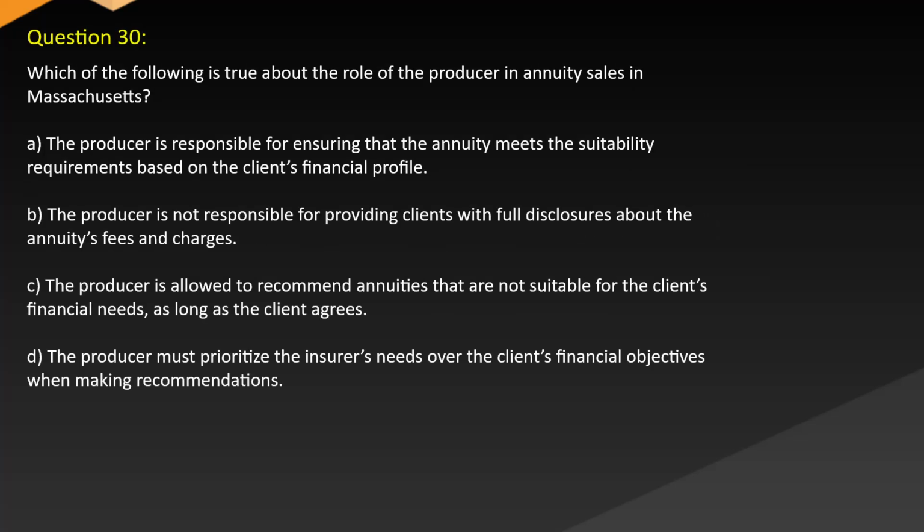Question 30. Which of the following is true about the role of the producer in annuity sales in Massachusetts? A. The producer is responsible for ensuring that the annuity meets the suitability requirements based on the client's financial profile. B. The producer is not responsible for providing clients with full disclosures about the annuity's fees and charges. C. The producer is allowed to recommend annuities that are not suitable for the client's financial needs as long as the client agrees. D. The producer must prioritize the insurer's needs over the client's financial objectives when making recommendations.